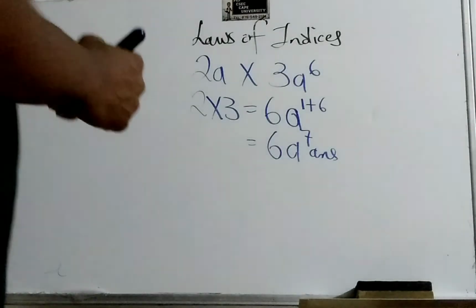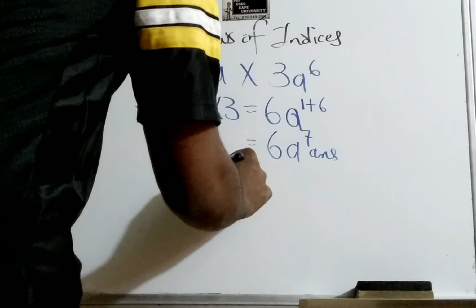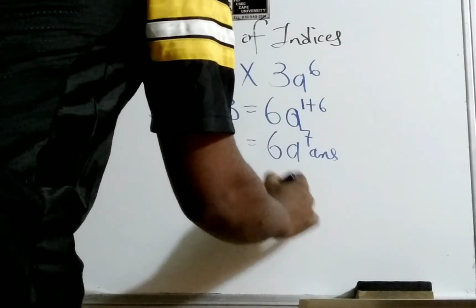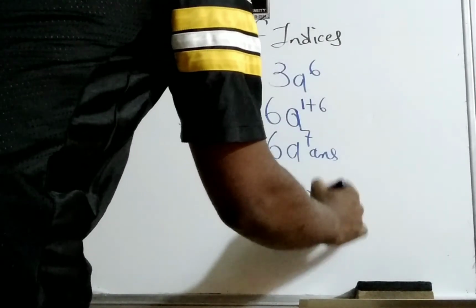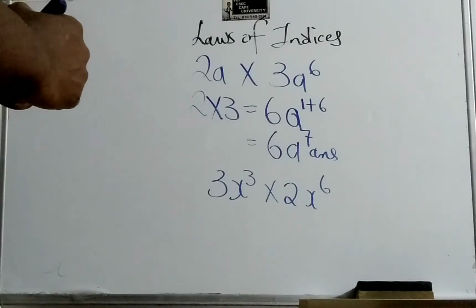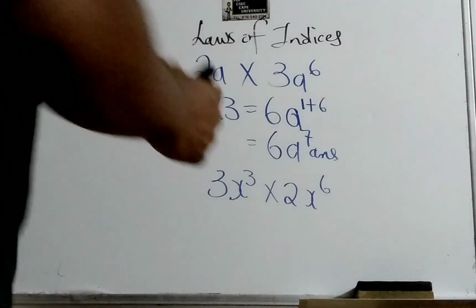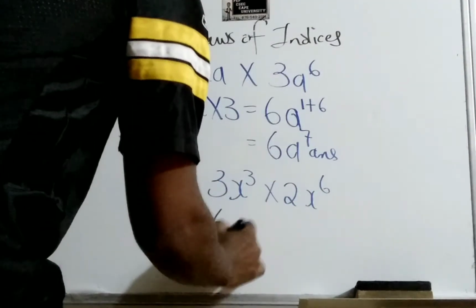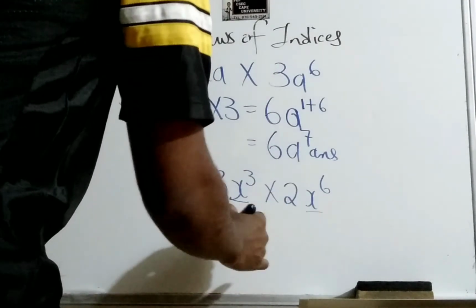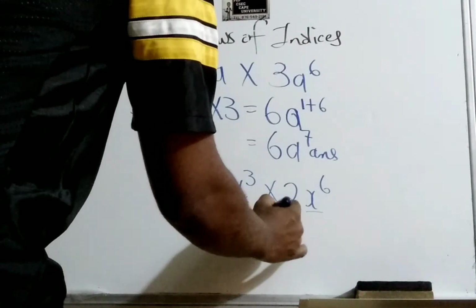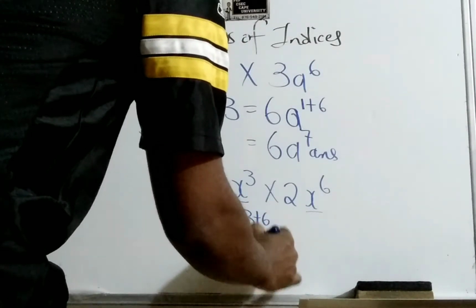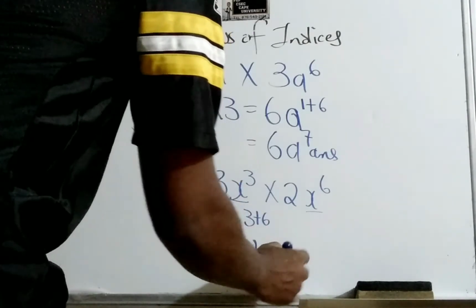Let us pause the video and try this one. See, we have 3x to the 3rd power times 2x raised to the 6th power. Pause the video and try that one. Alright, let's see what you get. 3 times 2 would be 6. X to the 3rd. Once they have the same base, we can add the power, so it will be 3 plus 6. So we get 6x to the 3 plus 6, 9. And that would be your answer.